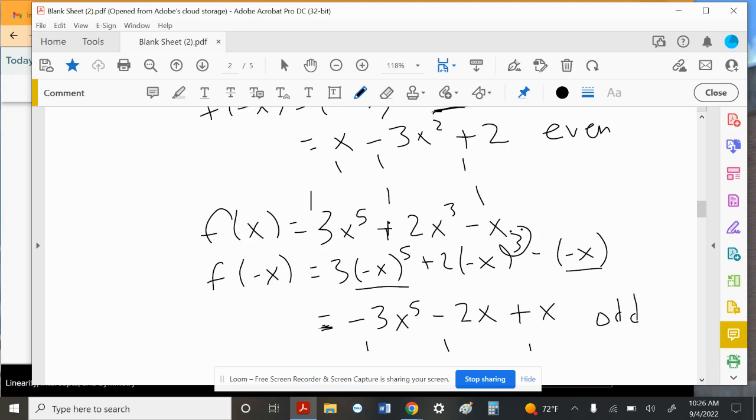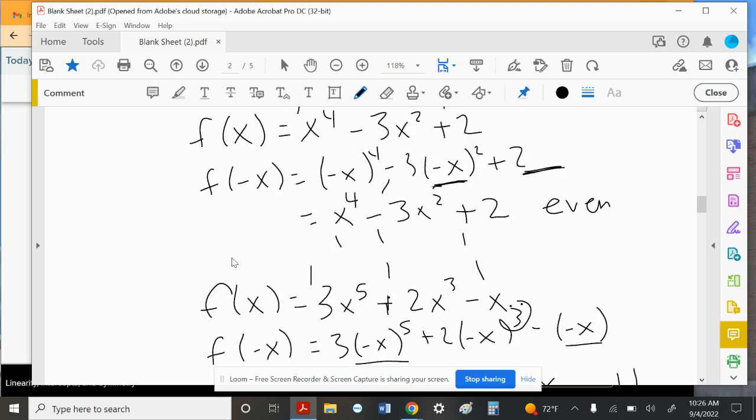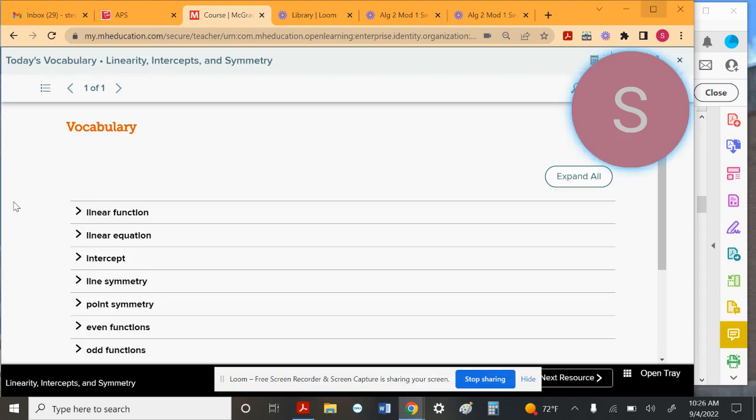So notice that for an odd function, all the signs have to change. If I were to have a constant, of course, and I try to plug in a negative x, that sign's never going to change because there's no x there. So anytime I have a constant, that's not going to be an odd function. And so we can go through and check these as we go through them. Okay, so that's the definitions of all of those.